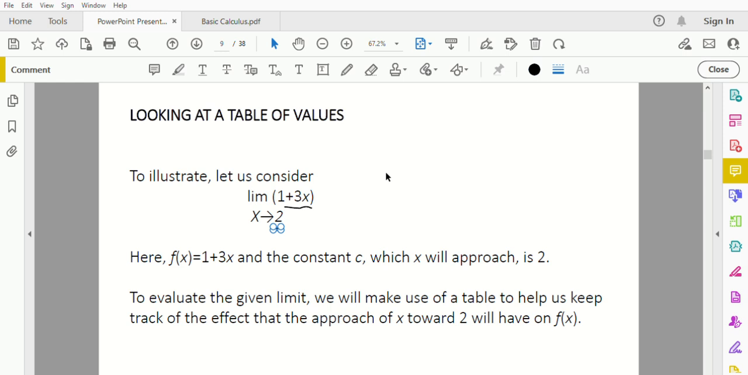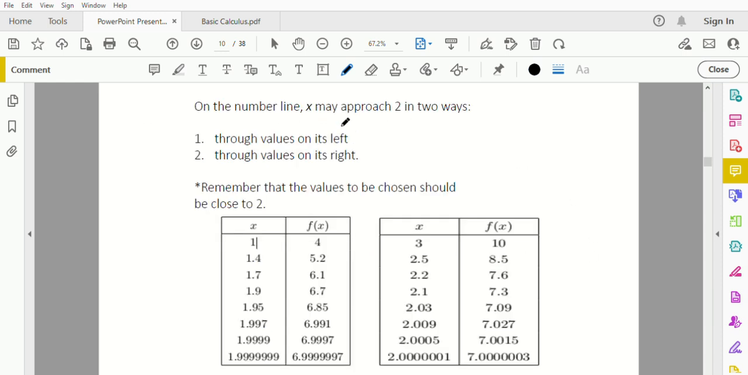To evaluate the given limit, we will make use of a table to help us keep track of the effect, since we're studying the behavior. We keep track of the effect that the approach of x toward 2 will have on f of x. On the number line, x may approach 2 in 2 ways.